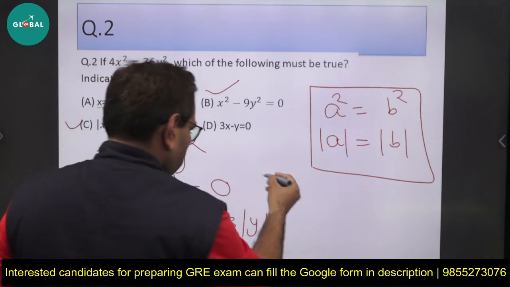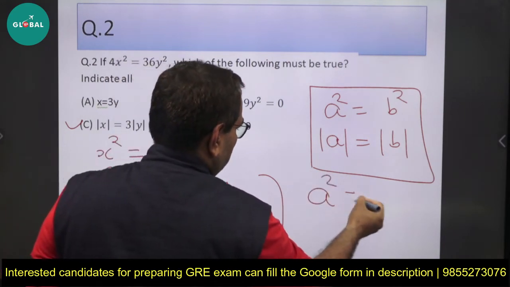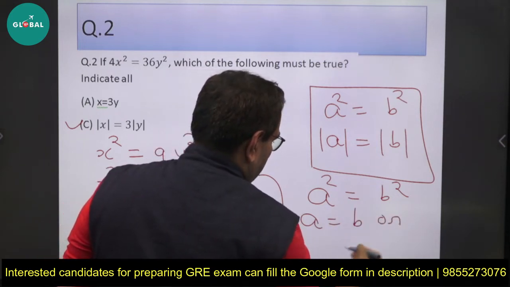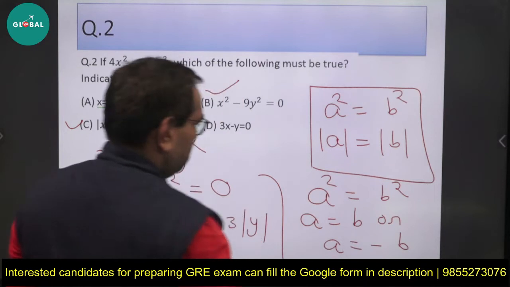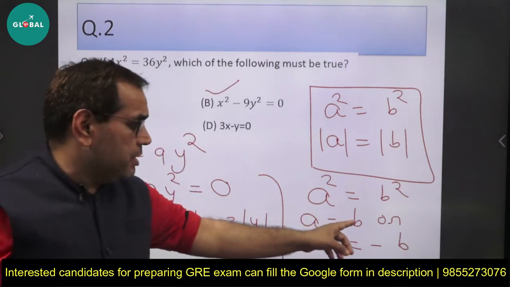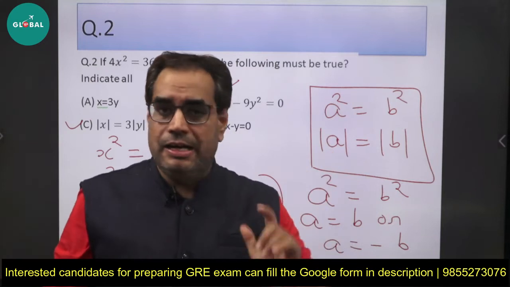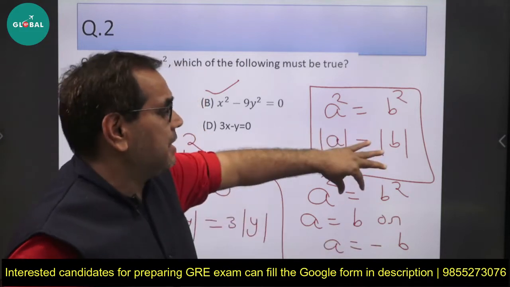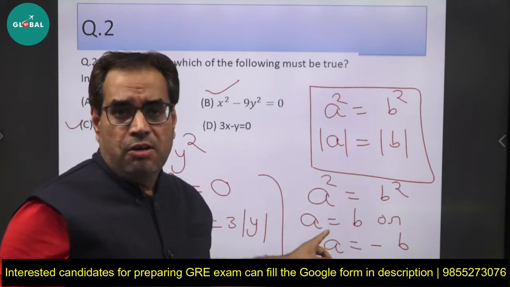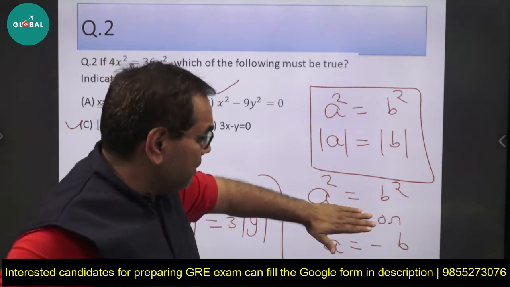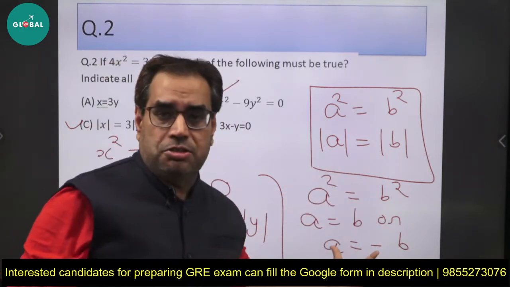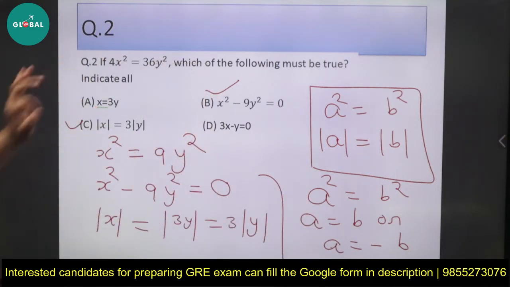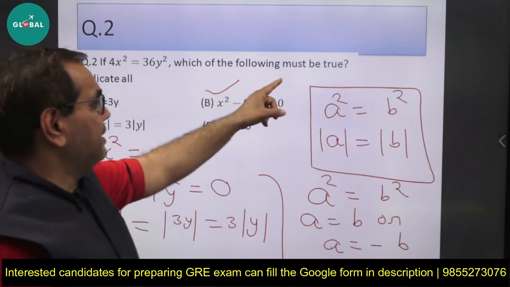Now if we have a square equal to b square, then we may have a equal to b or a equal to minus b. So this a equal to b is not a necessary condition, because if this is not true but this is true, then also we can get this. So this is not a must condition. Most of the students may have written this as a correct answer, but no, because we have to identify the must be true condition.